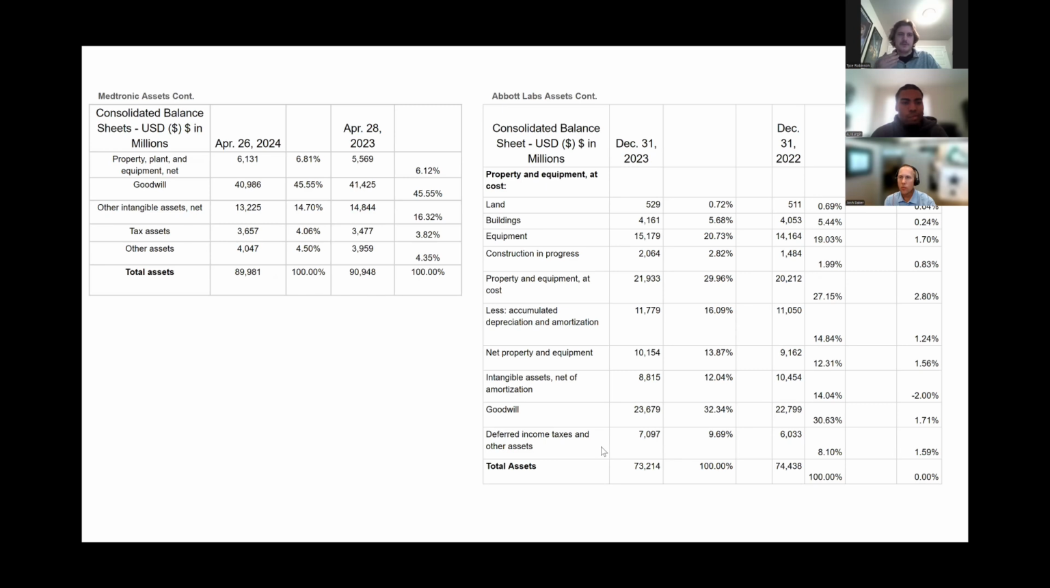Yeah, and especially, it's really prevalent in property, plant and equipment. Abbott lays out a lot more than Medtronic does. They have land, buildings, equipment, construction in progress, while Medtronic just has it all lumped into one. They both do have goodwill sections and they both have these total asset sections here. But as you can see, Abbott's is a lot more refined and a lot more descriptive than Medtronic's overall.